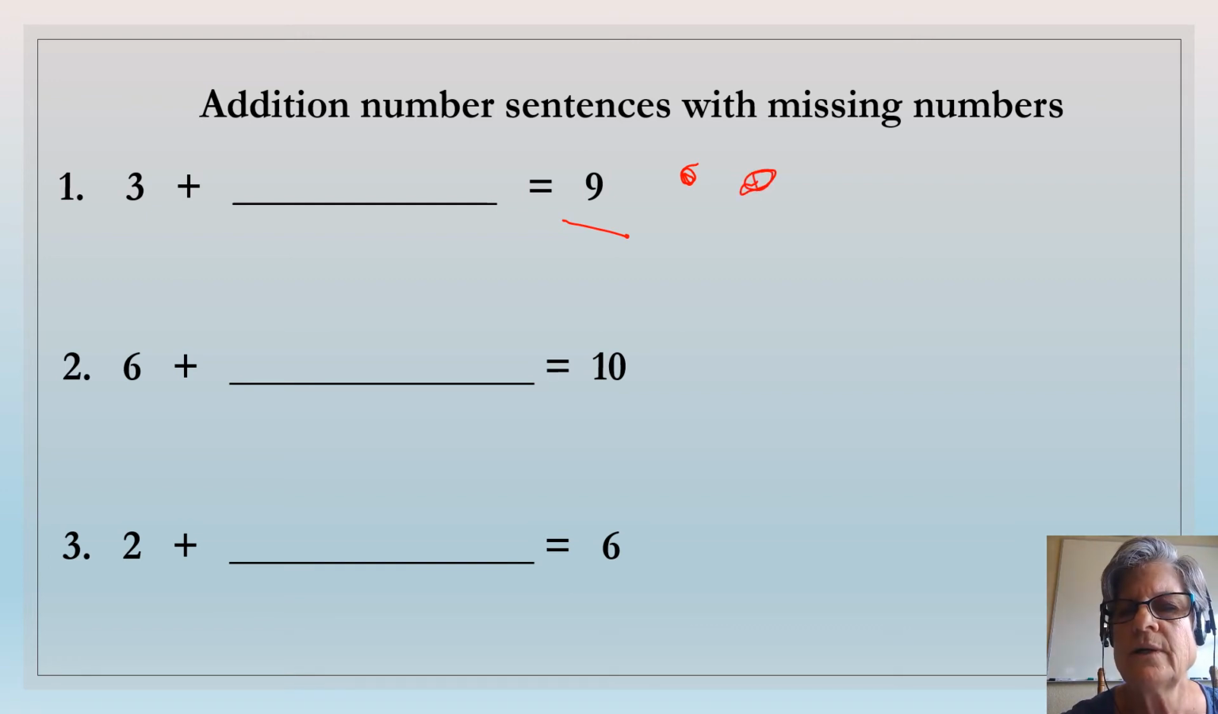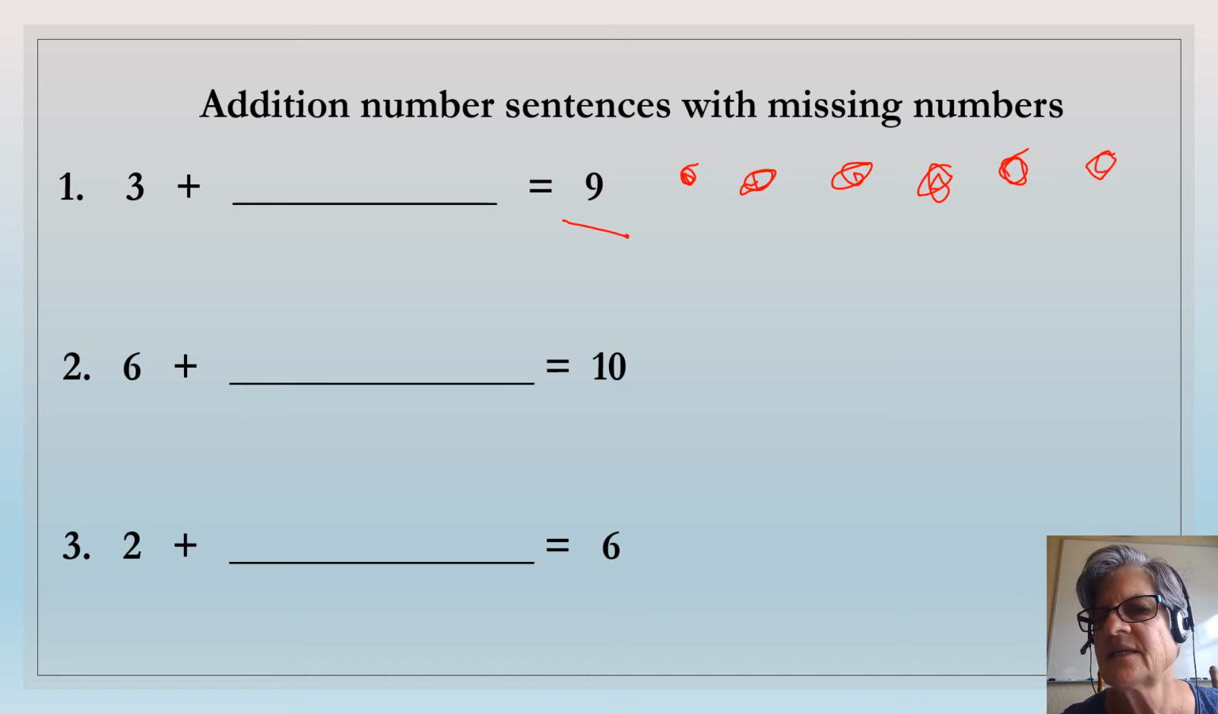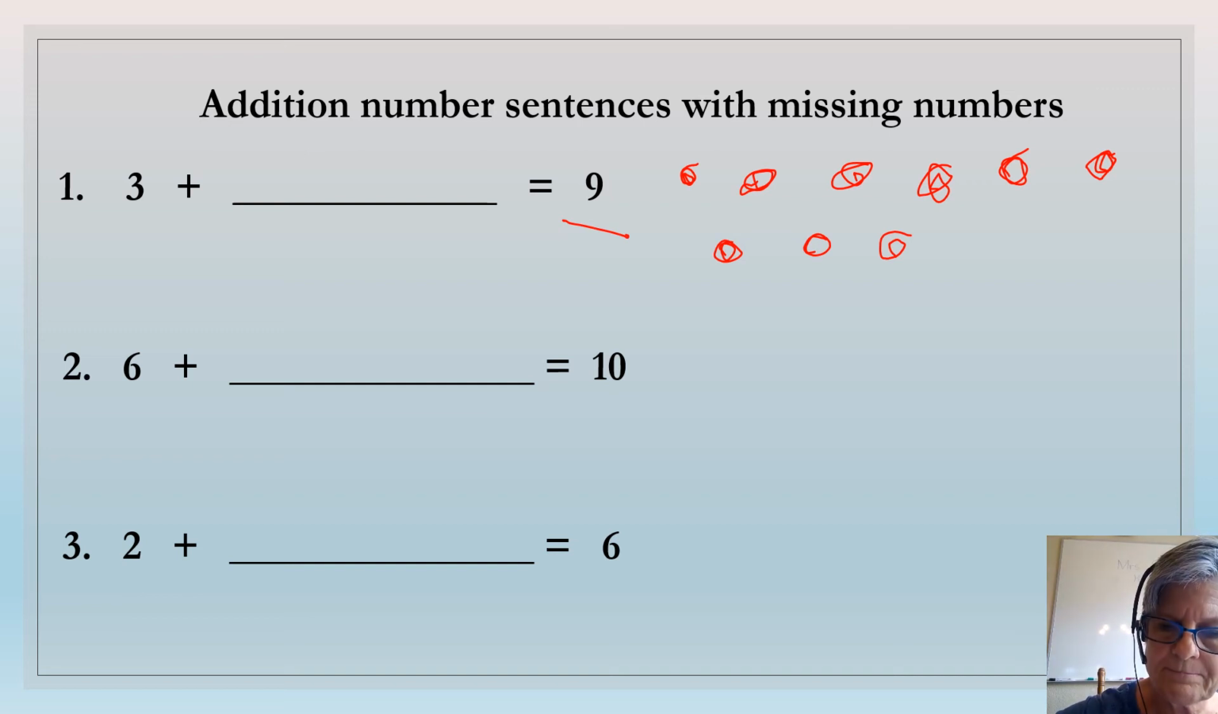1, 2, 3, 4, 5, 6, 7, 8, 9. And I'm going to check to make sure I did 9. So I'm going to put a line through them just to make sure, okay? I go 1, 2, 3, 4, 5, 6, 7, 8, 9. And yay, I did do 9 dots.